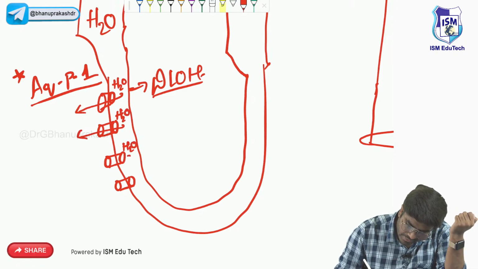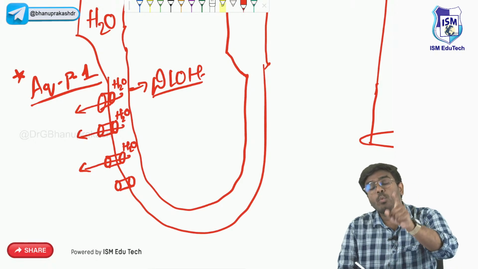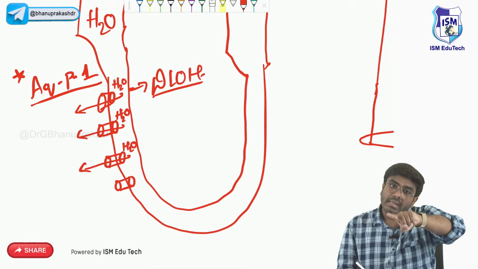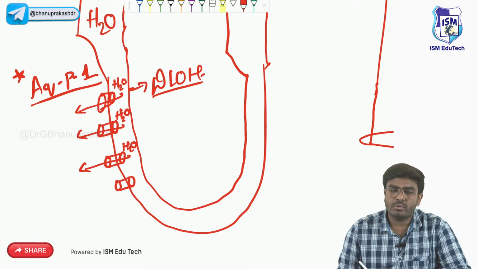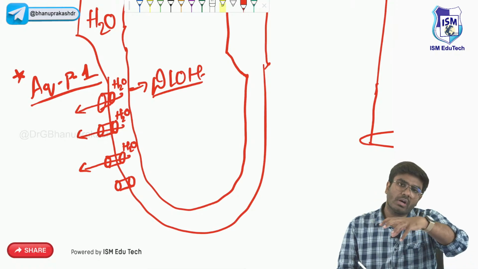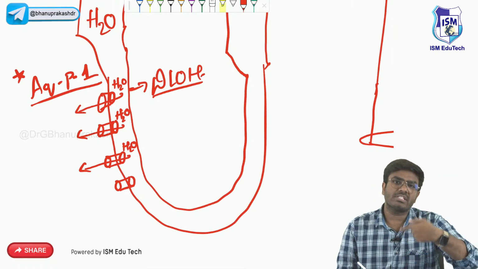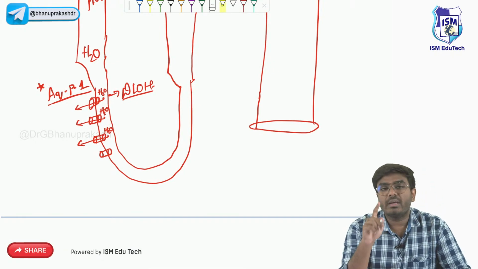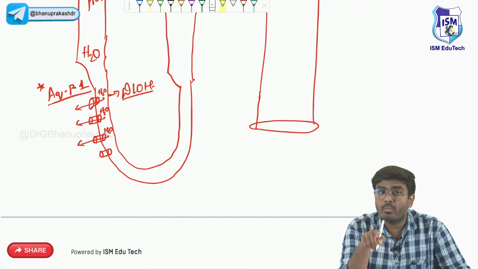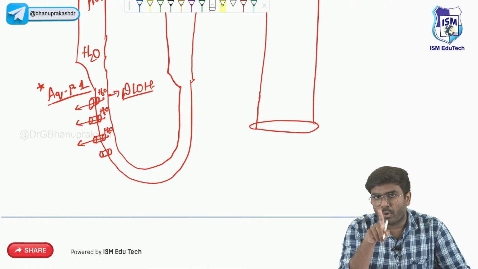So this is the way by which water is moving from the nephron into the interstitium, and from the interstitium this water will be taken back into the systemic circulation. So water reabsorption happens with the help of aquaporins. Which type of aquaporin? Aquaporin 1.